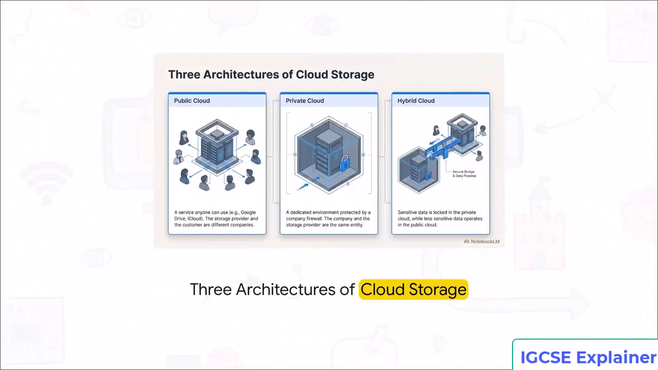Now, these remote servers are built on 3 main architectures. First up, you've got the public cloud. Think of services like Google Drive or iCloud, where anyone can use it and the provider and the customer are totally different companies. Then you have the private cloud, which is this dedicated environment locked safely behind a company firewall. The company and the storage provider are the exact same entity there. And lastly, we have the hybrid cloud. This is a brilliant mix where a secure bridge allows your highly sensitive data to stay locked down in the private cloud, while the less sensitive stuff operates freely out in the public cloud.